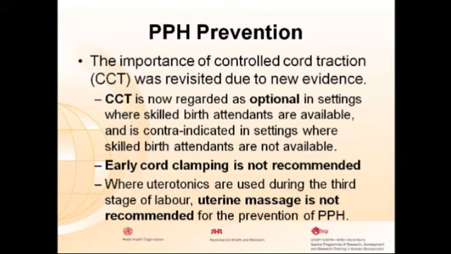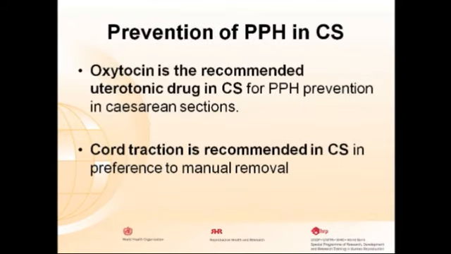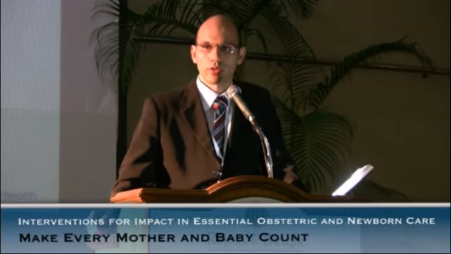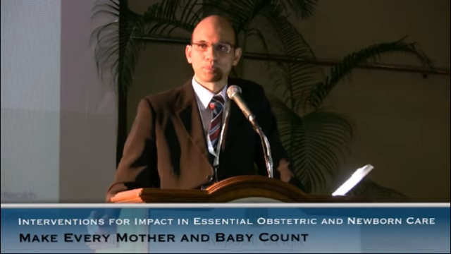Early cord clamping is not recommended, and in the context of uterotonic use, uterine massage is not recommended for prevention of PPH. It adds very little in a setting where we are using the uterotonics. Cesarean section is increasing globally, and we have now 2 recommendations specific to the prevention of PPH in C-section, where oxytocin is the recommended uterotonic drug for C-section, and cord traction is the preferred mode of placental removal in preference to manual removal of placenta.